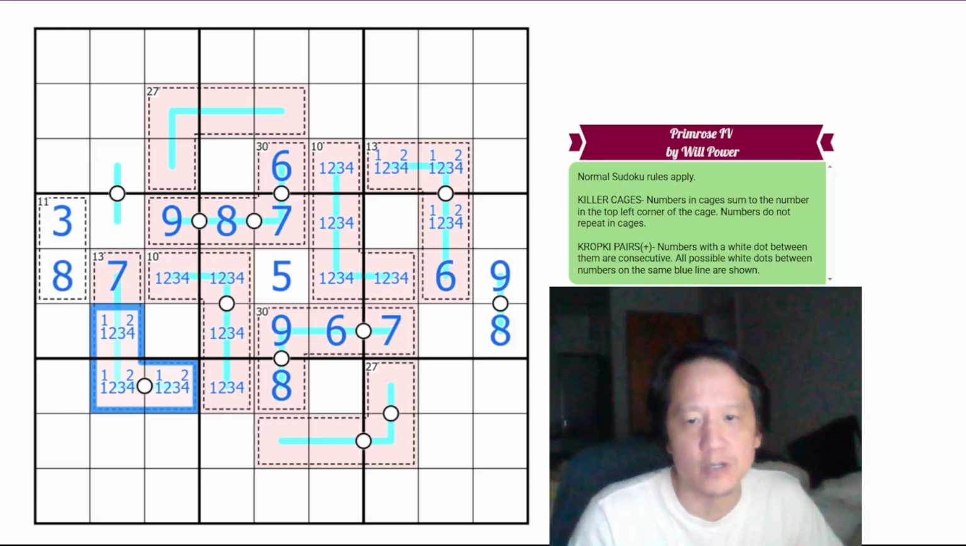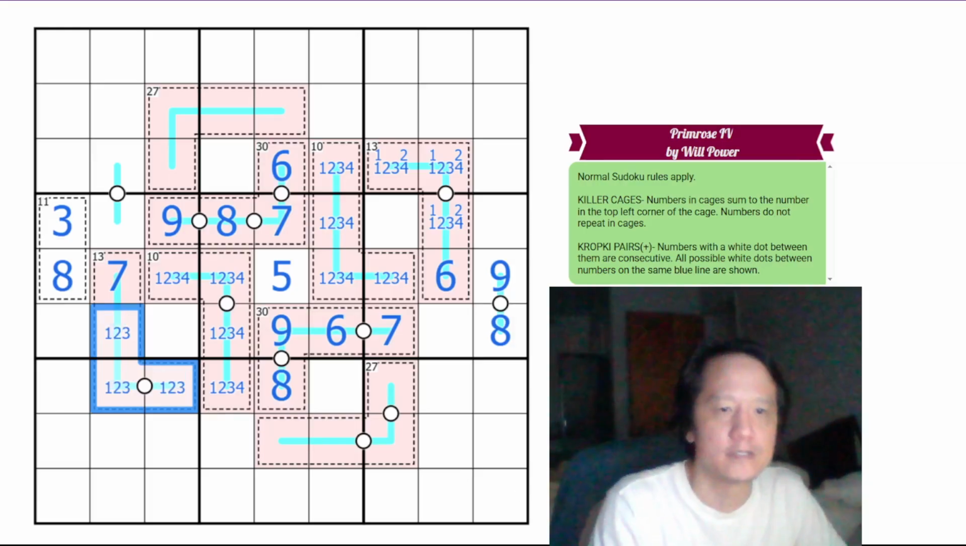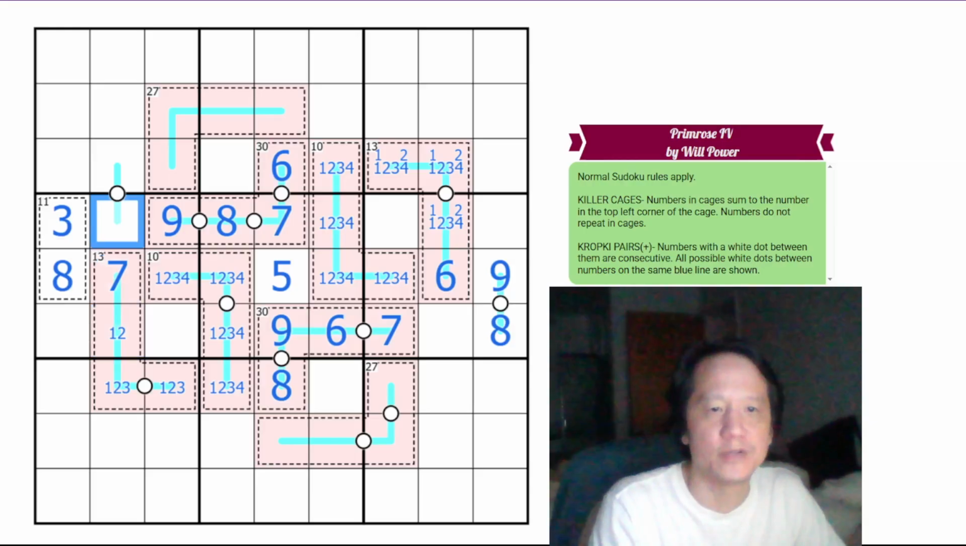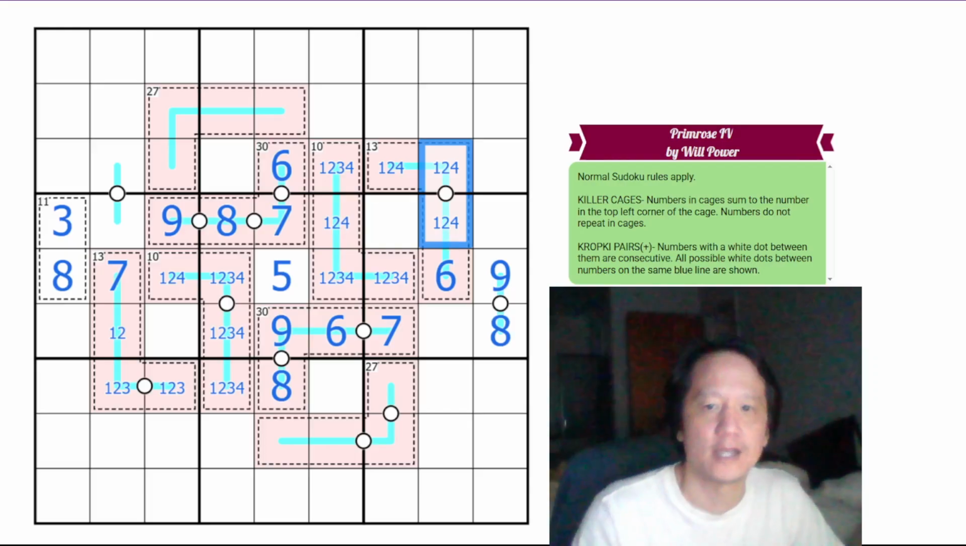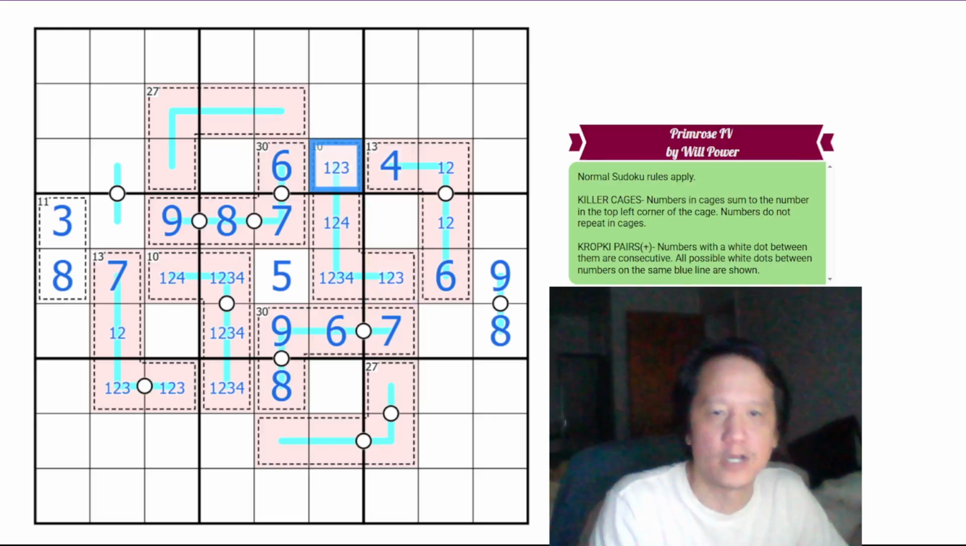Therefore, this must be a 1, 2, 3 triplet. 3 cannot be here because of the 3 in the box. This can't be 3 either. Neither can this nor this. This is 1, 2, and 4 adding up to 7, to add up to 13 with the 6. 4 is not consecutive with either of these digits, so this cannot be 4. This is a 1, 2 pair, which forces this to be 4 here. So 4 cannot be here, and 4 cannot be here.